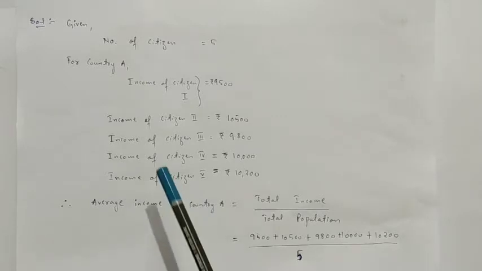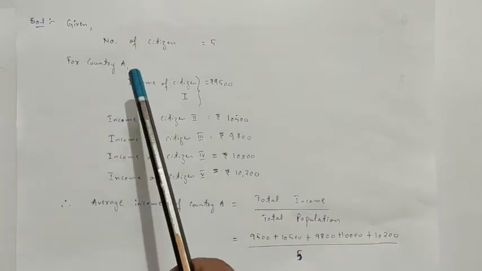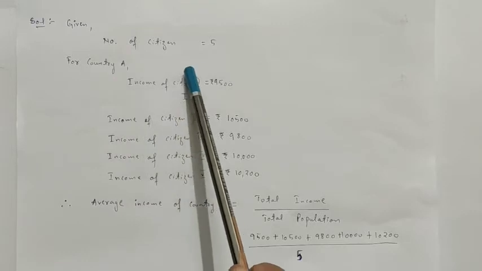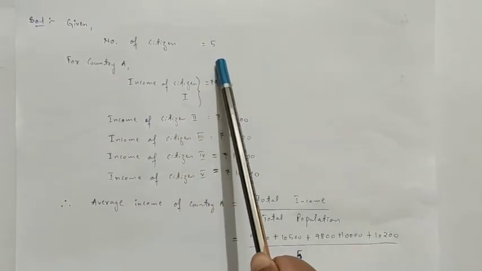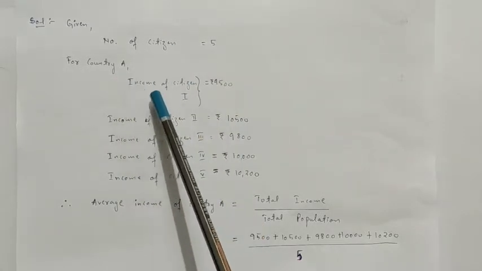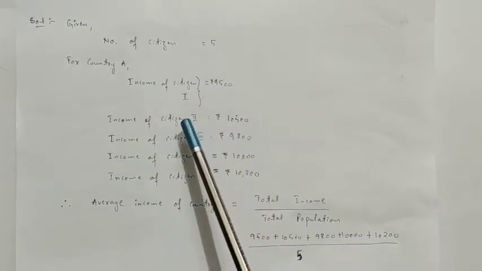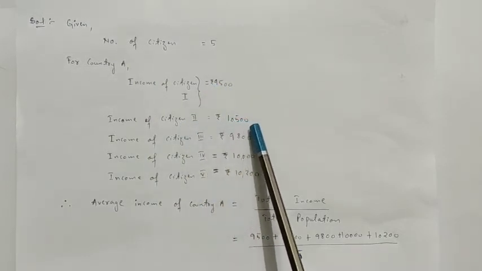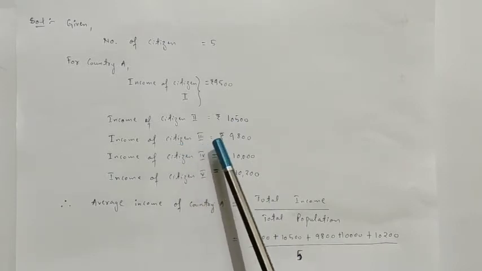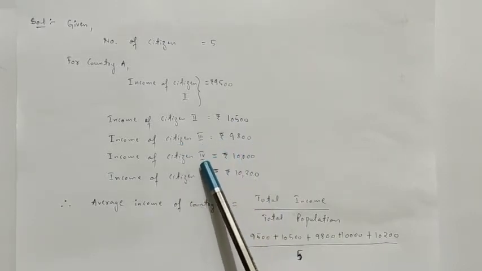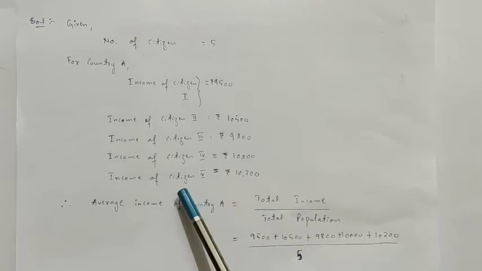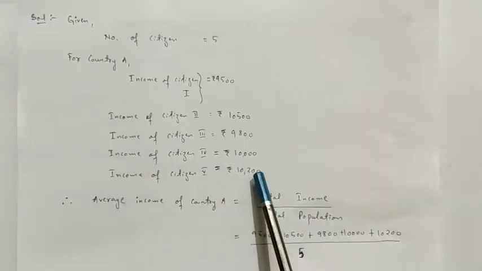Now let us solve the question. Given that the number of citizens was 5. For country A, the income of citizen 1 is rupees 9,500. For citizen 2, 10,500. For citizen 3, 9,800. For citizen 4, 10,000. For citizen 5, 10,200.